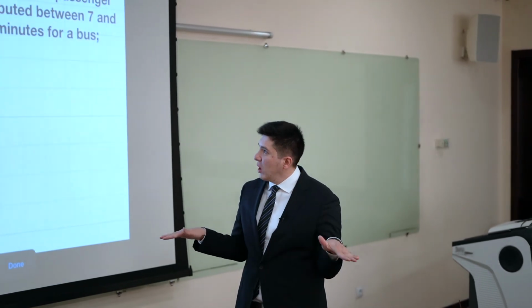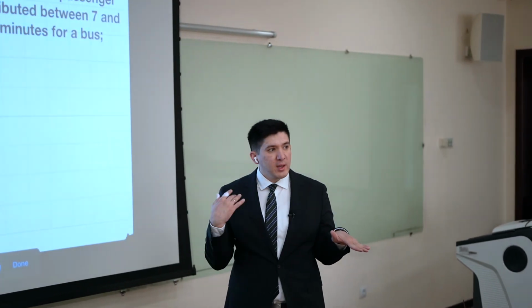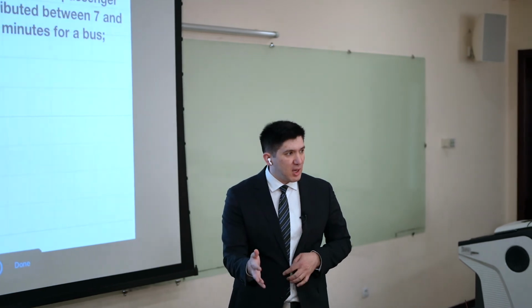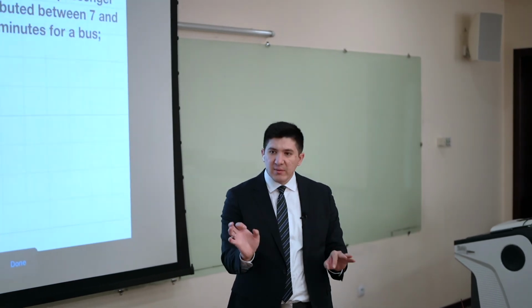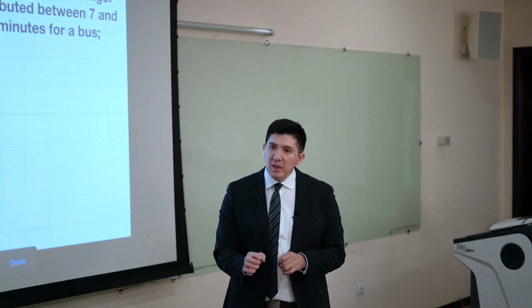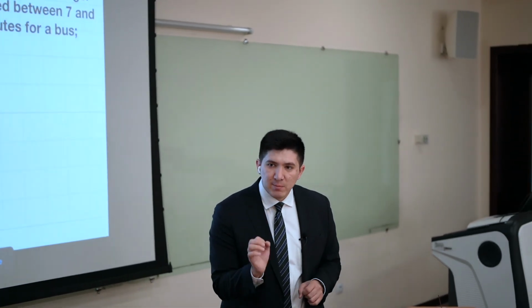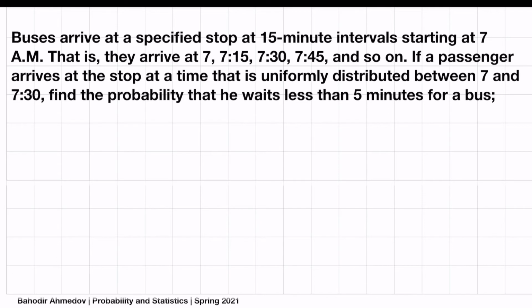So now what I would like to know is, if he comes to the train station at a random time between 7 and 7:30, what is the probability that he's going to wait for the next train less than 5 minutes?